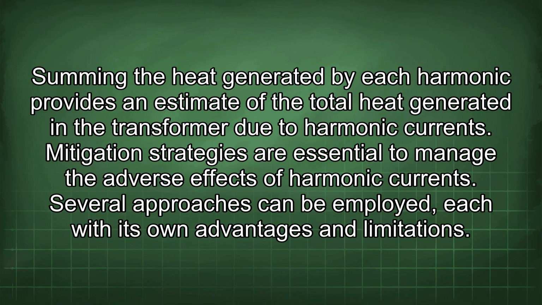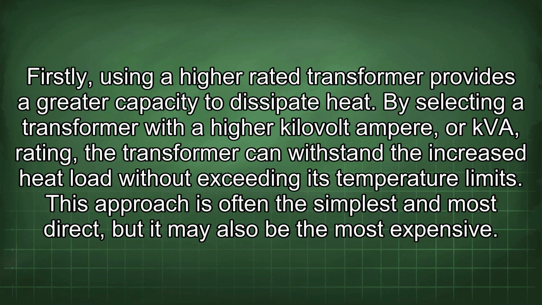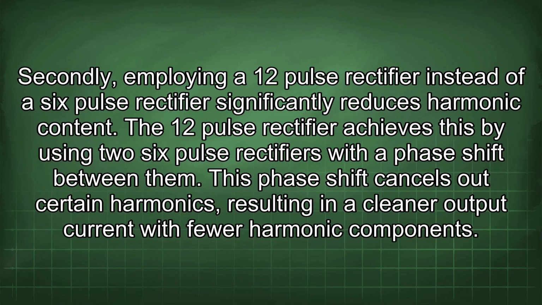Several approaches can be employed, each with its own advantages and limitations. Firstly, using a higher-rated transformer provides a greater capacity to dissipate heat. By selecting a transformer with a high kilovolt-ampere, or kVA, rating, the transformer can withstand the increased heat load without exceeding its temperature limits. This approach is often the simplest and most direct, but it may also be the most expensive. Secondly, employing a 12-pulse rectifier instead of a 6-pulse rectifier significantly reduces harmonic content. The 12-pulse rectifier achieves this by using two 6-pulse rectifiers with a phase shift between them.